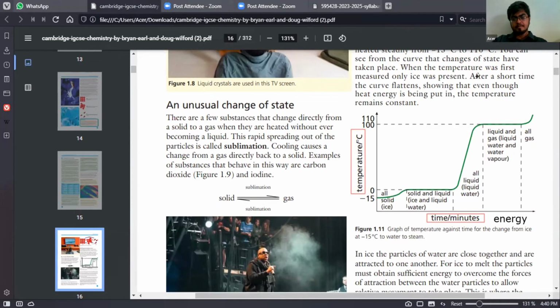Liquid crystals are used in TV screens. Liquid crystals are used in TV screens. Yeah, LEDs.